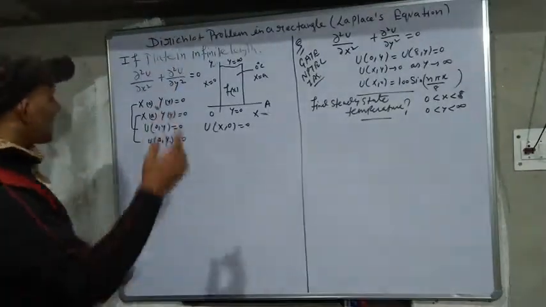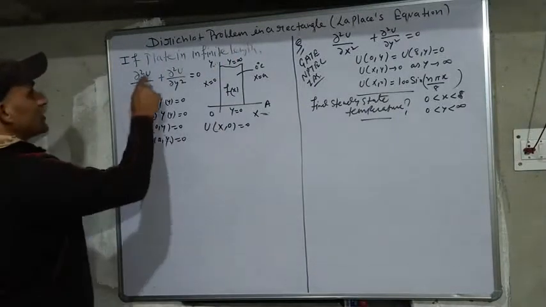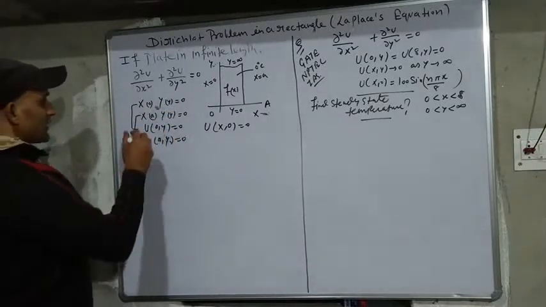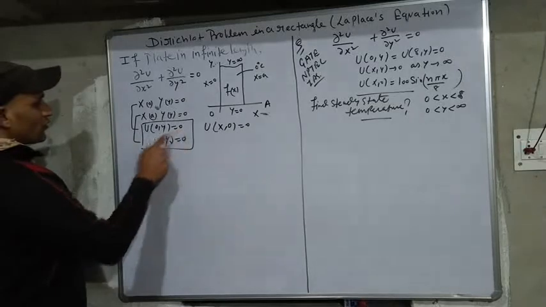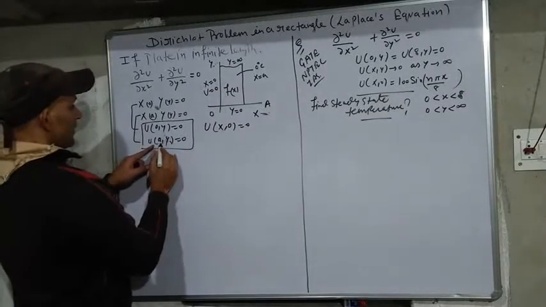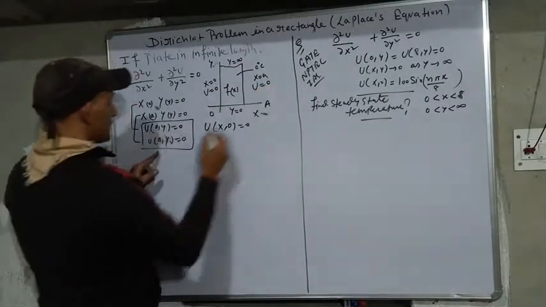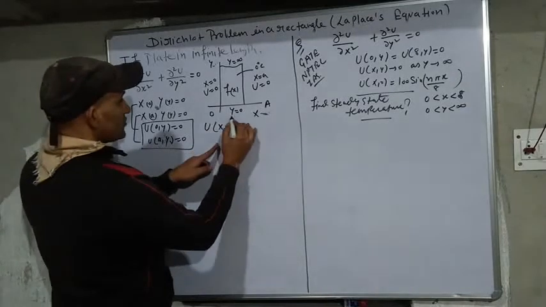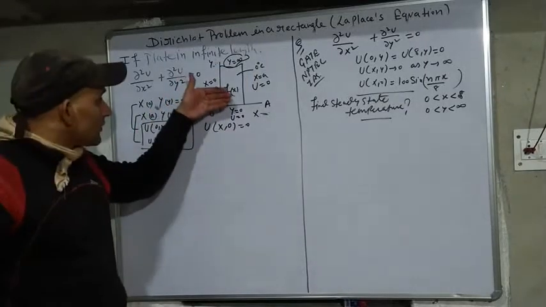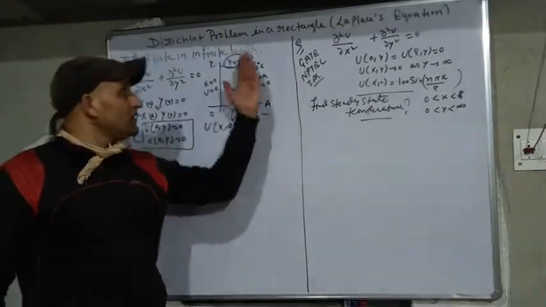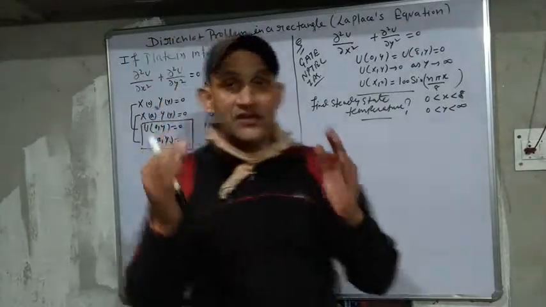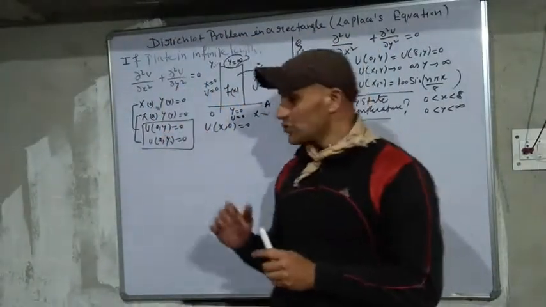Okay, so the problem is, when the plate is of infinite length, del square u upon del x square plus del square u upon del y square is equal to 0, and you have the boundary conditions: u(0,y) is equal to 0, u(a,y) is equal to 0. When x is equal to 0, then u is equal to 0. When x is equal to a, then u is equal to 0. And when y is equal to 0, then u is equal to 0. But here y is equal to infinity, which means the plate length is infinite. In this condition, what will be the formula? What will be the function for such type of conditions?